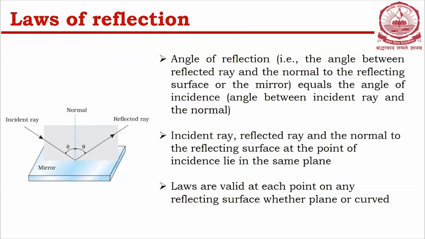You can see the law of reflection: the angle of reflection, that is the angle between the reflected ray and the normal to the reflecting surface or mirror, is equal to the angle of incidence. Even if you look microscopically, you may have a question: why is the light reflected only at this particular angle? Why not in other angles? That question you may get.